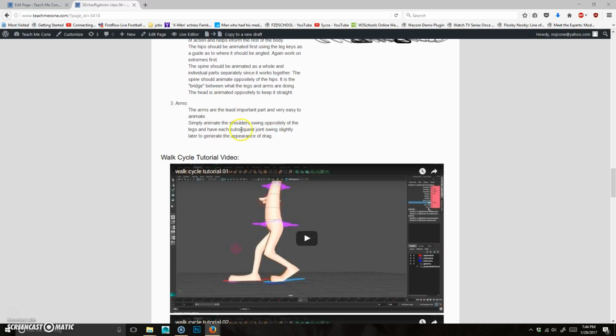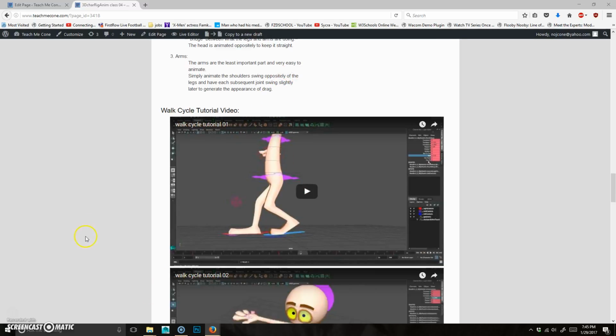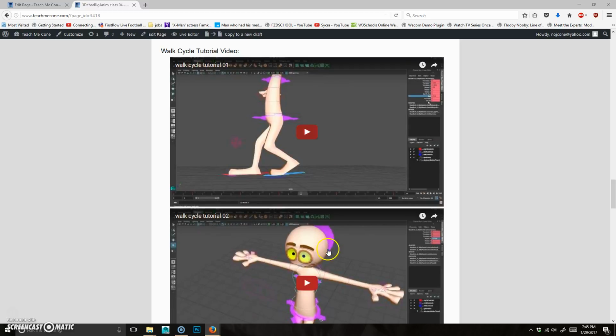Arms are done lastly because they get affected by what else is happening everywhere else, because they're the top of the hierarchy. Mostly the motion is being centered from here, right? The legs are driving the action in this case because the motion's moving its way up. And so the last thing that gets affected is basically the head and the arms. So here are some walking tutorials that you can watch.